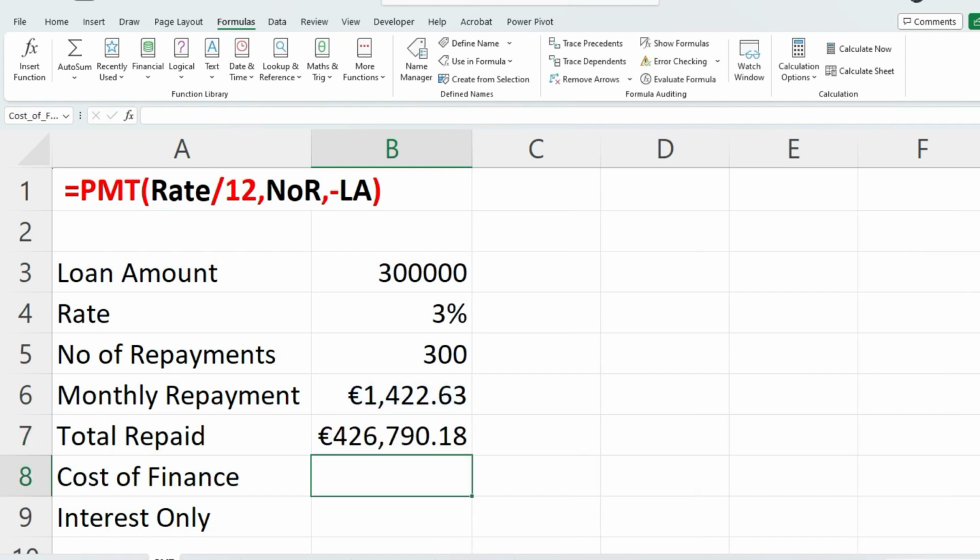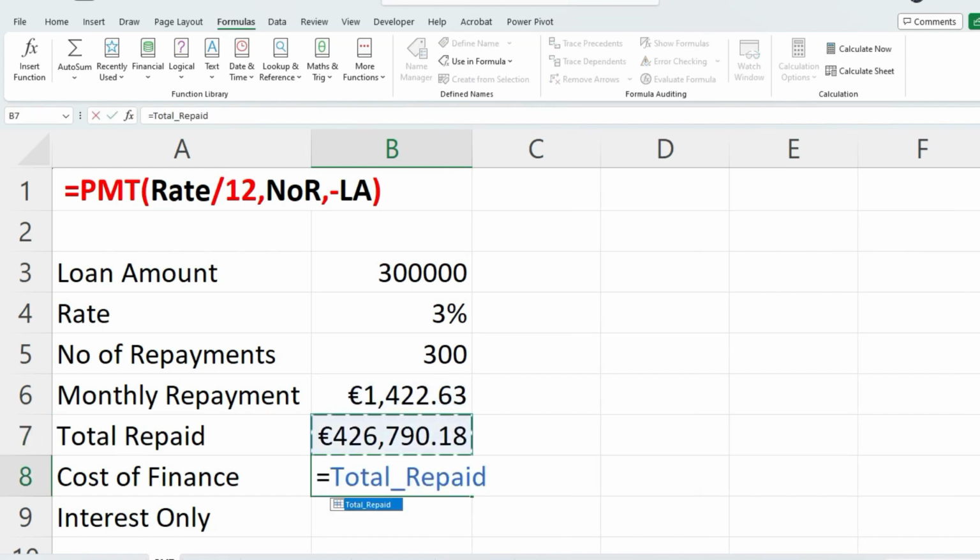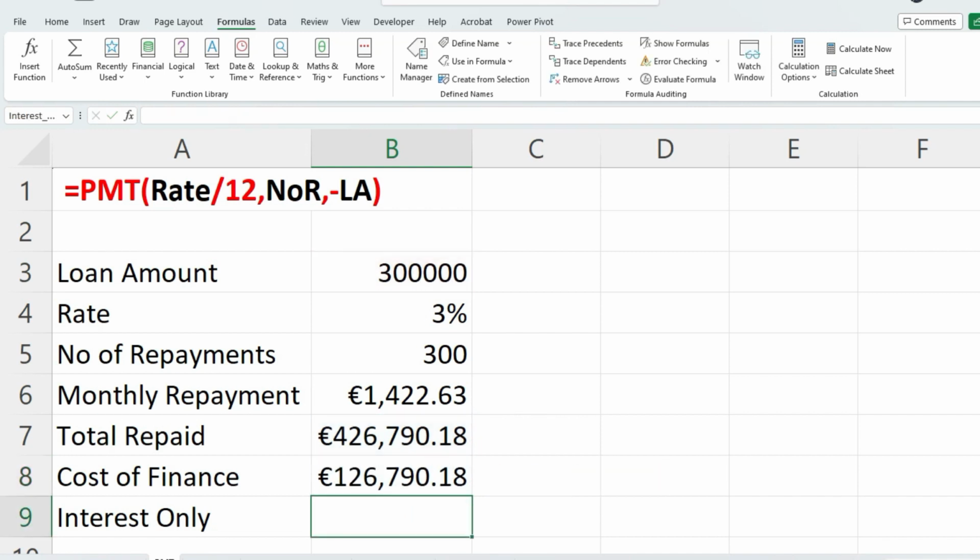The cost of finance formula is equal to the total repaid minus the loan amount. And we can see there that the cost of finance is 126,000. I won't calculate the interest only. I think this is adequate, and it just gives you a good idea how to use the PMT formula in Excel.